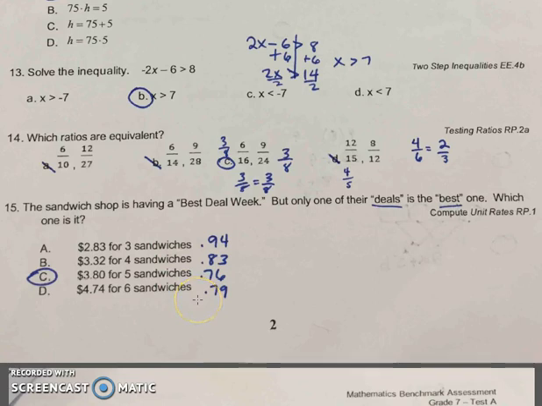Number 15, to find out how much the sandwiches were each, I would just have to divide here and just compare and see which one was my best option. So all I do in your calculator is you go $2.83 divided by 3, gives you 94 cents. $3.32 divided by 4 will give you 83 cents, and then so forth. And I noticed that the best buy would be to purchase a sandwich for 76 cents.